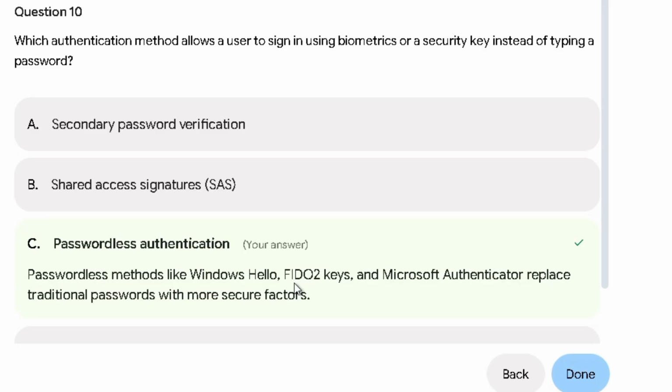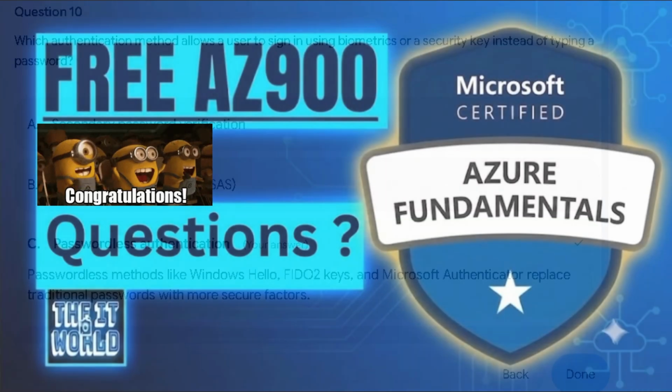And what you have right here, the explanation, is that passwordless methods like Windows Hello, FIDO2 keys, and Microsoft Authenticator replace traditional passwords with more secure methods.